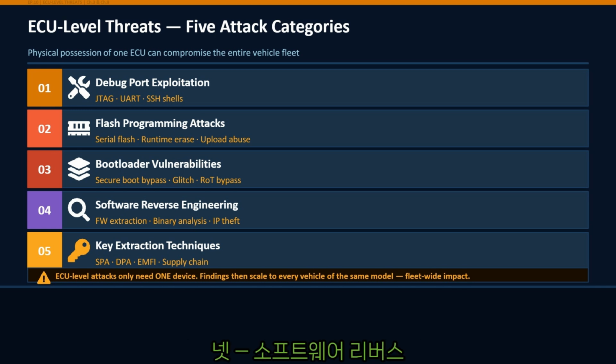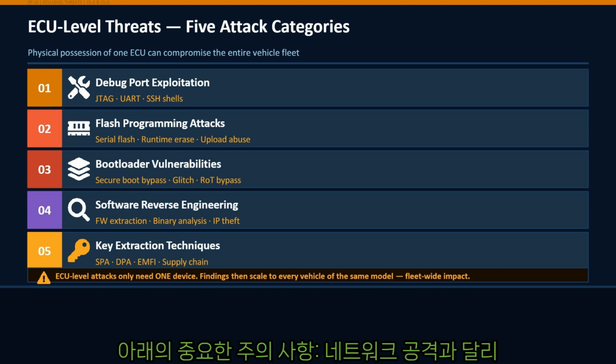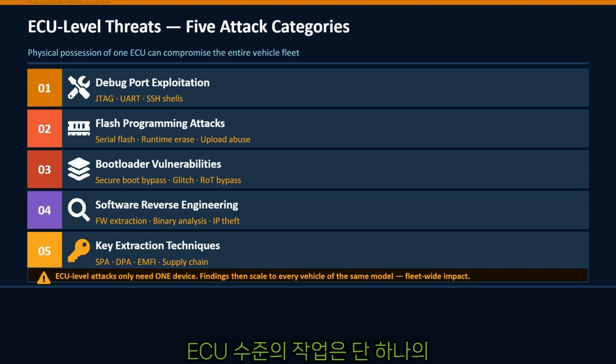4: software reverse engineering. Offline, unlimited time, no defenses apply. Everything inside the binary gets mapped. 5: key extraction. Side channel analysis and fault injection. Recover cryptographic keys from the hardware directly. Critical note at the bottom: unlike a network attack, ECU level work needs only one physical device. Findings from that device scale to the entire production fleet of that model.